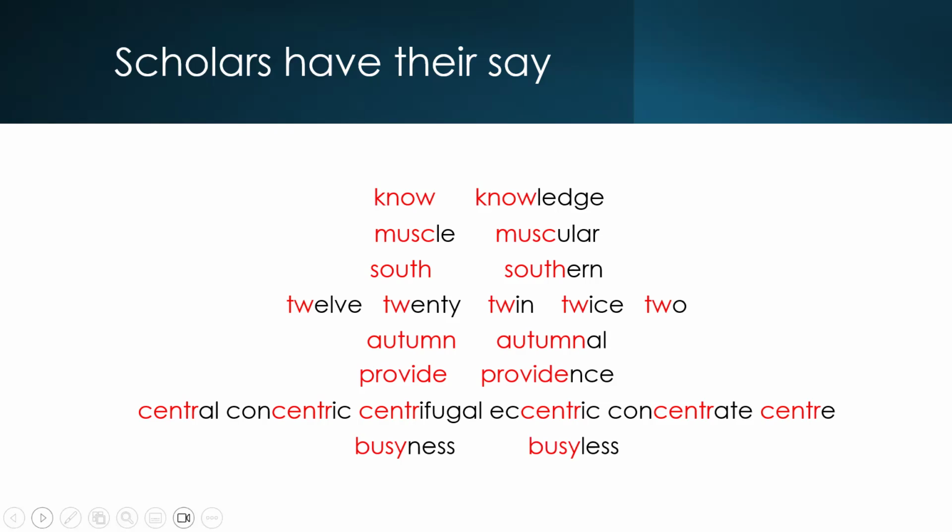CENT means cent. CENT in cent means 100, like centennial or centipede. CENTR means something else. It means towards the middle. So we get central, concentric, centrifugal, and so on. C-E-N-T-R, towards the middle. Why would center be different? Sorry, America, I think you've got it wrong.